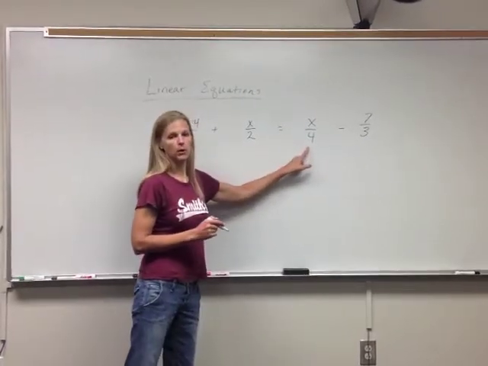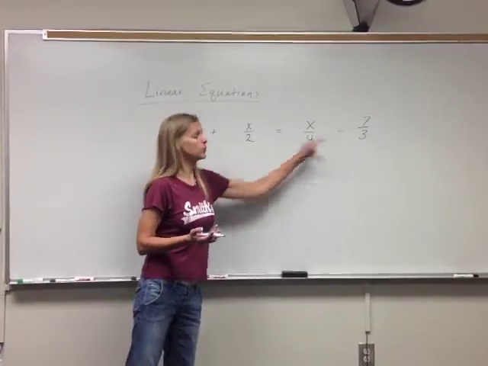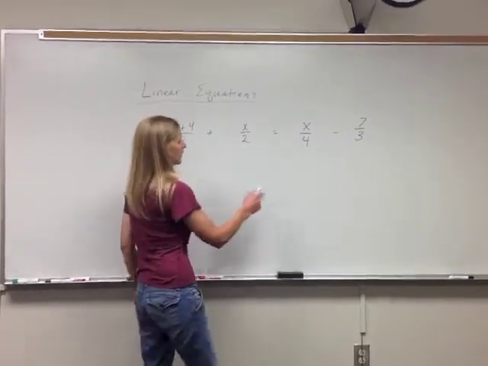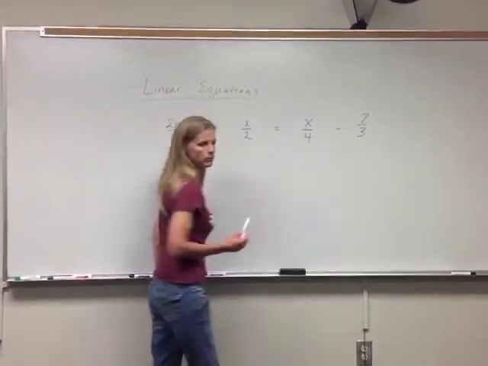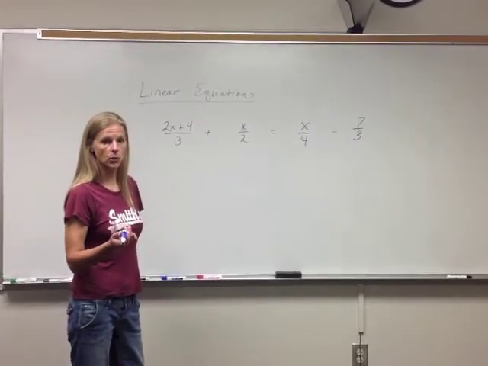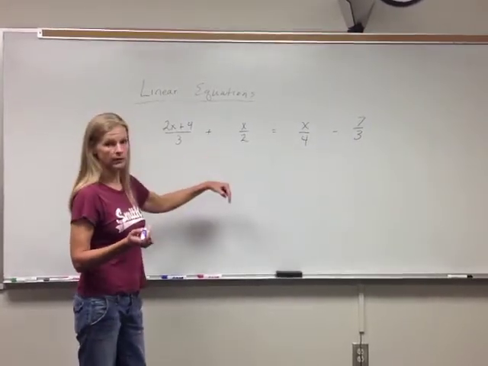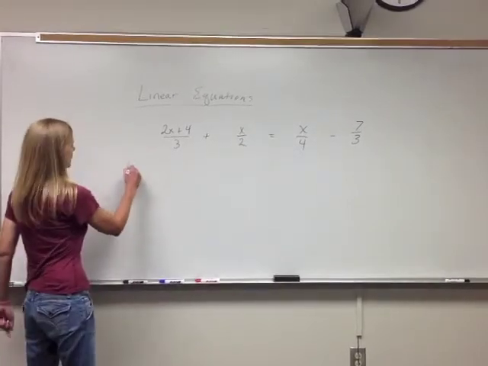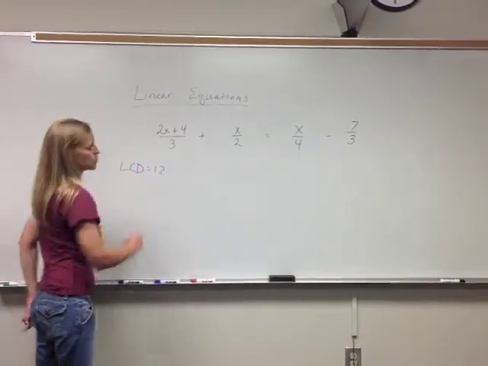So let's try another one. 2 times 4, that's 8. Will 3 divide into 8 evenly? No. All right, let's try one more. 4 times 3 is 12. Does 2 divide into 12 evenly? Of course it does. So our least common denominator is 12.